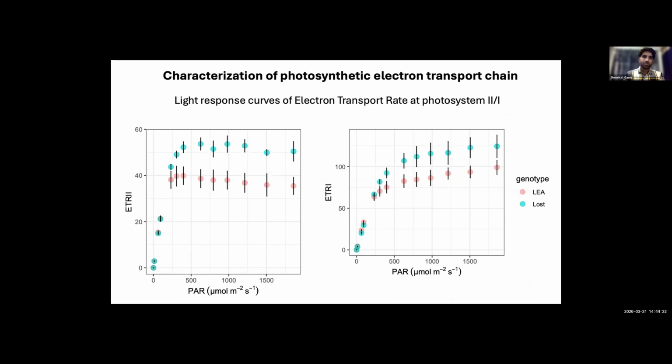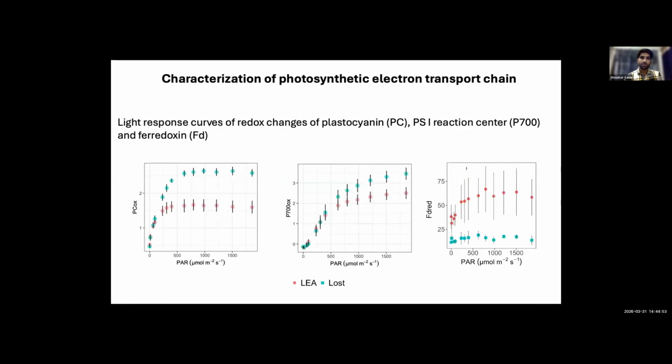These are the light response curves of electron transport rates at photosystem 2 and photosystem 1. We saw that with increasing light intensities, the electron transport rates at both photosystem 2 and photosystem 1 increased in the wild species. Not only the electron transport rate, but also the oxidation of plastocyanin and P700, and the reduction of ferredoxin.